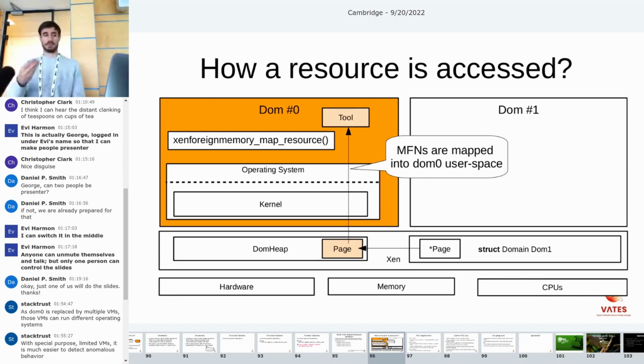So how exactly is a resource accessed? Well, a resource is represented with a page that is allocated from the domain heap, and then the pointer to this page is most of the time kept in a structure, like for example, struct domain. Then the tool in DOM0 is going to, for example, use the xenforeignmemory map resource to map this page in its own user space. So at the end, you get this data by using shared memory, roughly speaking. Instead of having a hypercall to query, you just have it there, and you let the hypervisor write to that page.